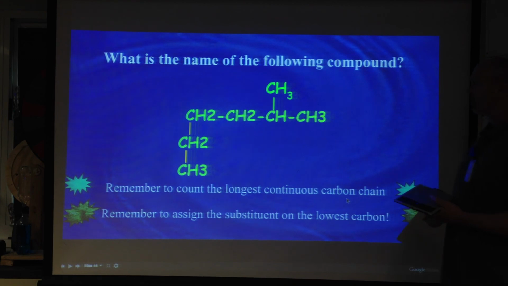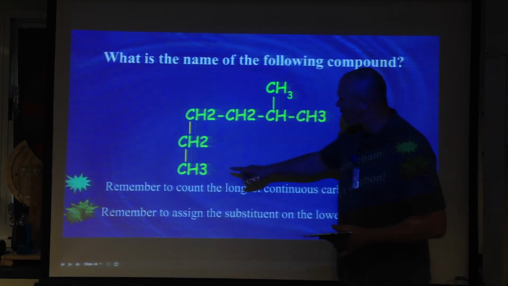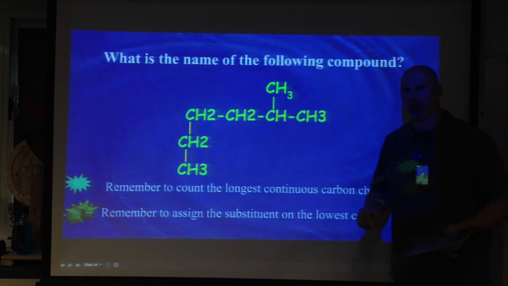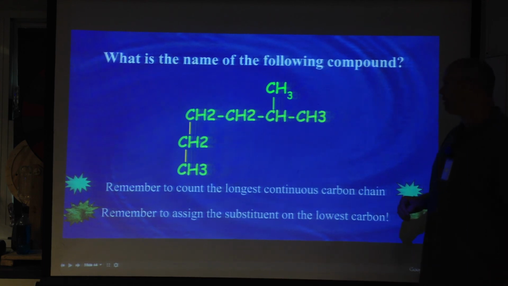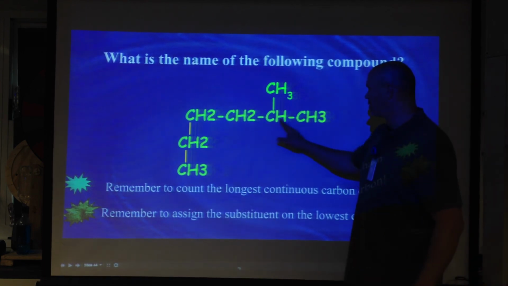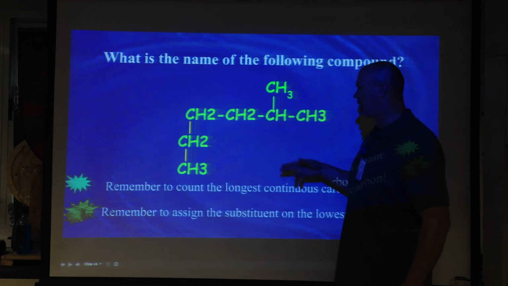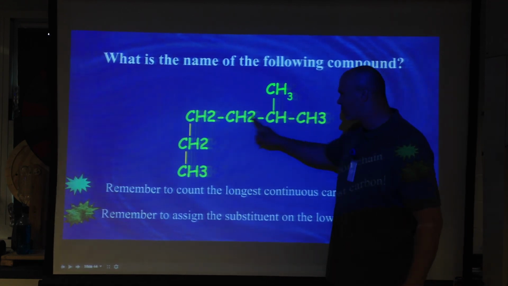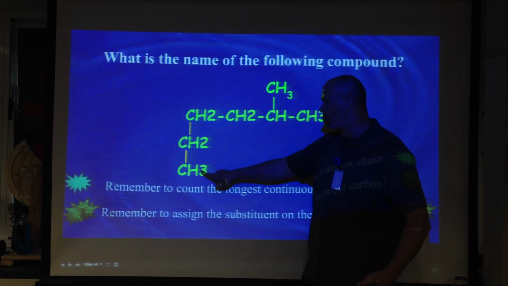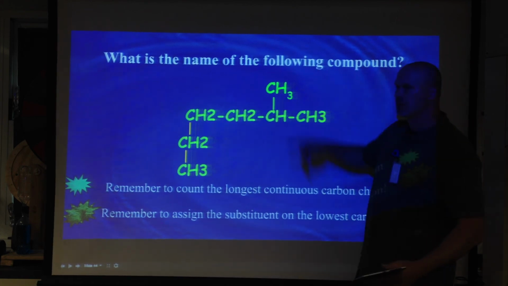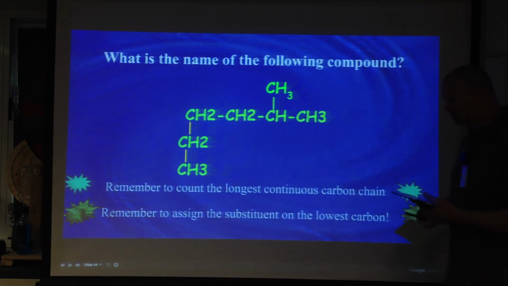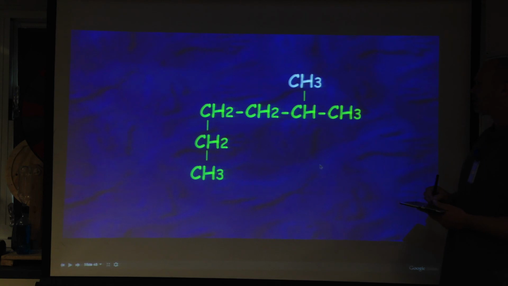All right, well, you've got to do what? You've got to count the longest continuous chain. That's what we've got to do here. Because you just can't say, well, 1, 2, 3, 4, and that's a butane. No, no, no, no. 1, 2, 3, 4, 5, 6. No matter how I count, the longest continuous chain here is going to have 6.